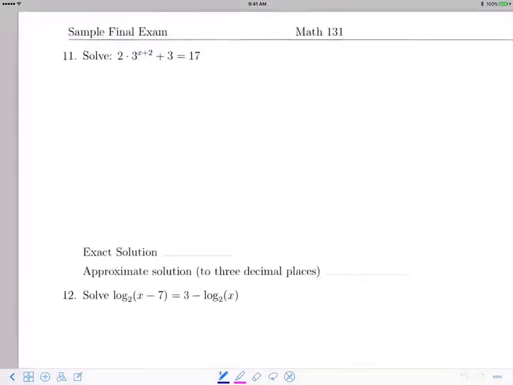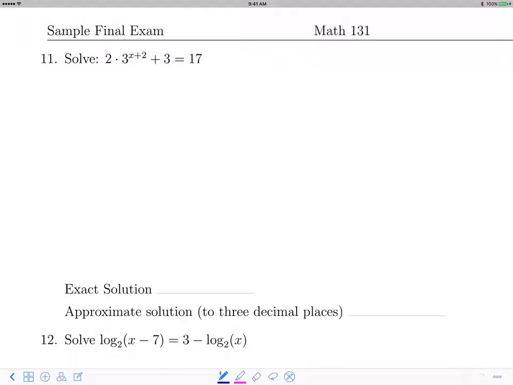Okay. Here we have to solve an exponential equation. To solve an exponential equation, you want to isolate the exponential part of this equation. Okay, so we're going to subtract 3. That'll give us 2 times 3 to the x plus 2 equals 14. Then dividing both sides by 2, we get 3 to the x plus 2 equals 7.